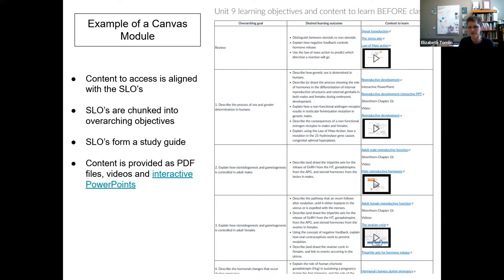And there are students that, despite the fact I do a welcome video that leads them through Canvas, and I go through this on the first day of classes, there are students halfway through the class, is there a study guide for this course? How do I know what to study? And you can just point this out to them if you've got it clearly marked. So the SLOs form their study guide, and they've got things in the form of PDF files, videos, and also interactive PowerPoints.